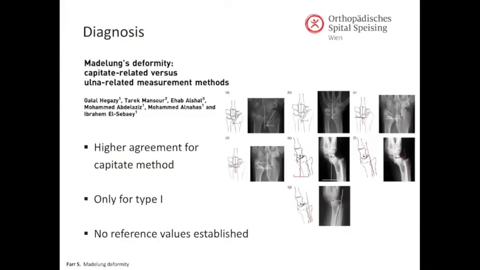Recently, there was also a publication with regards to the capitate-related measurement method. So the authors have concluded there's even a high agreement for this method. However, they only included type 1, so the distal types, and no reference values have been established in this paper. So this needs further studies to corroborate these results.